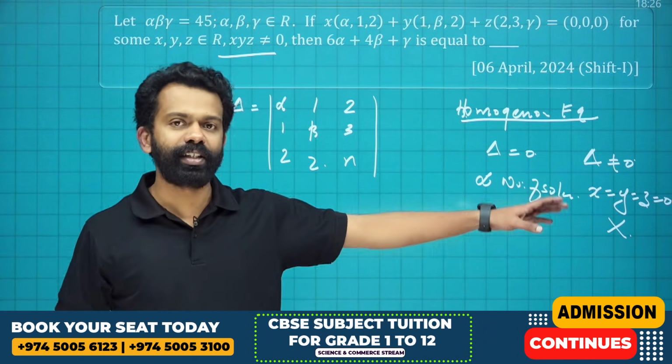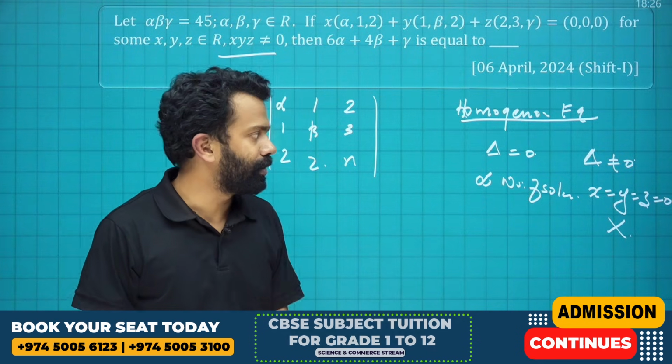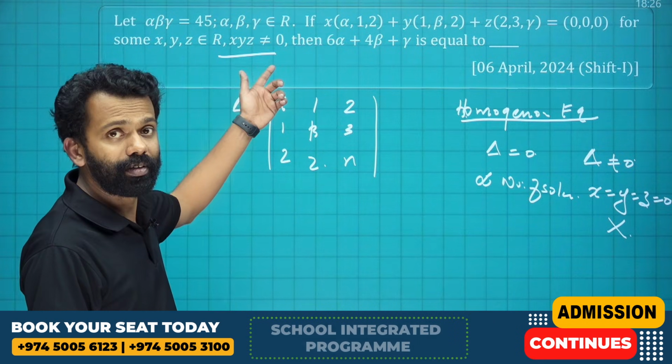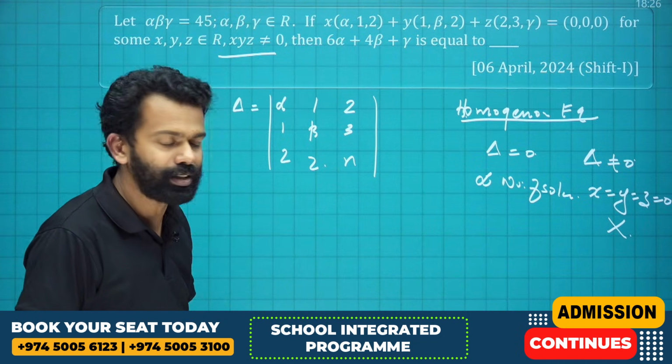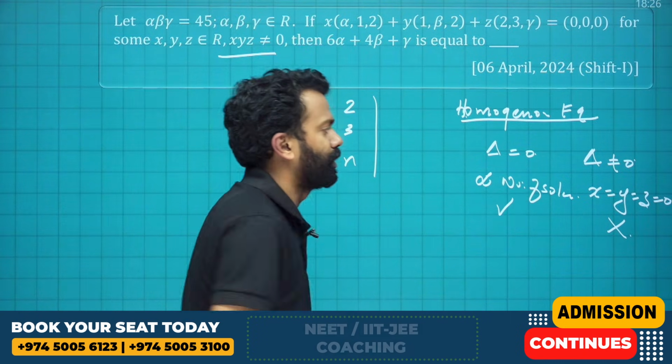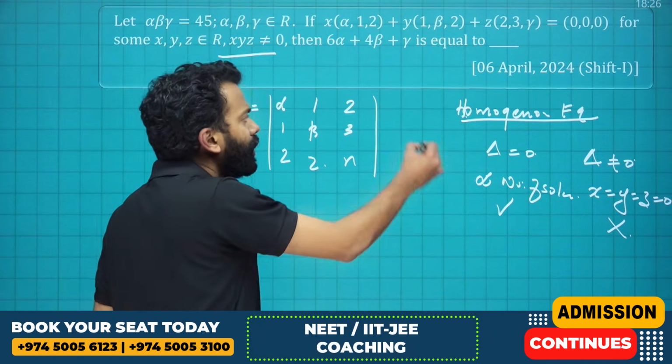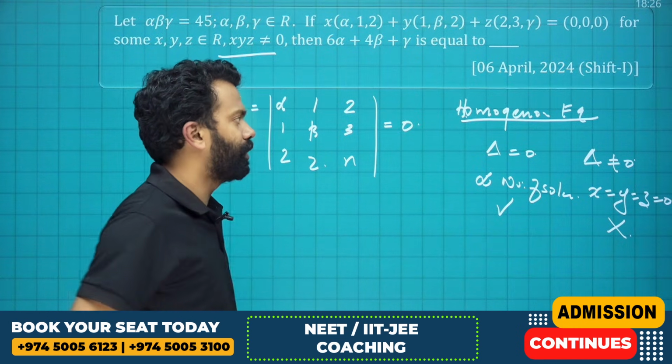Why? See, if x is equal to y is equal to z is equal to 0, then the product should be 0, right? But they have clearly mentioned that the product is not equal to 0. Therefore, we need to go for this one. That is, the determinant is equal to 0, and the corresponding value of this determinant is equal to 0.